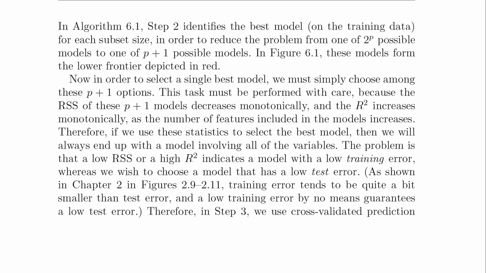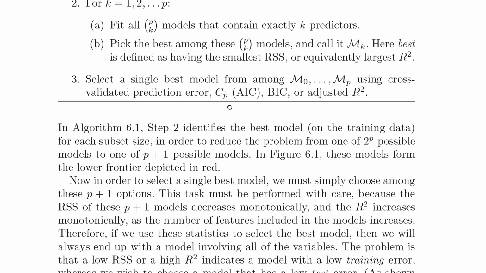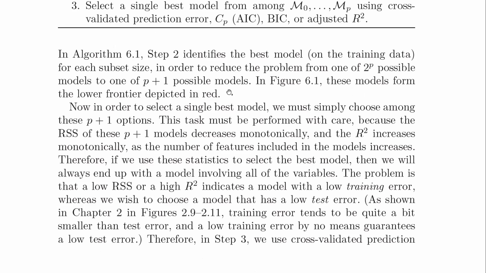Now, in order to select a single best model, we must simply choose among these p plus 1 options, referring to M0 to Mp. This task must be performed with care because the RSS of these p plus 1 models decreases monotonically and R squared increases monotonically as the number of features included in the model increases. Therefore, if we use these statistics, meaning RSS or R squared, we will always end up with a model involving all of the variables.